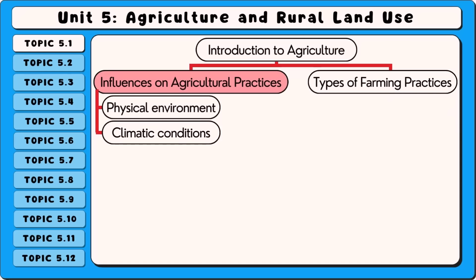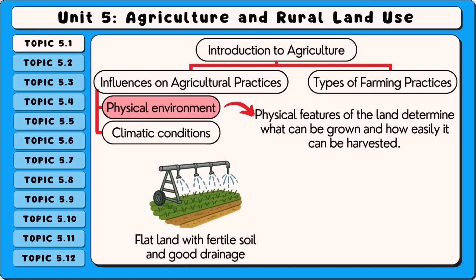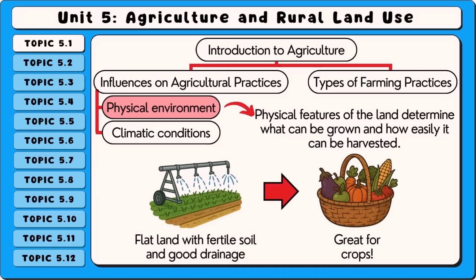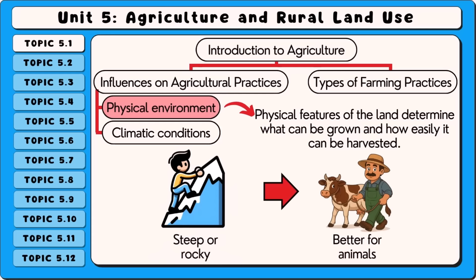Agriculture is deeply affected by the physical features of the land and the climate conditions in a region. Physical features such as soil type, elevation, slope, and access to water determine what can be grown and how easily it can be harvested. For example, flat land with fertile soil and good drainage is ideal for growing grains or vegetables, while steep or rocky land may be used for grazing animals instead.